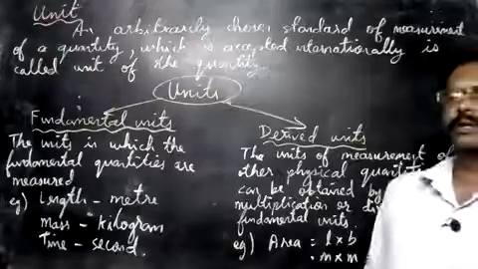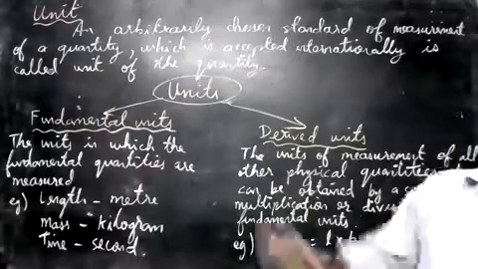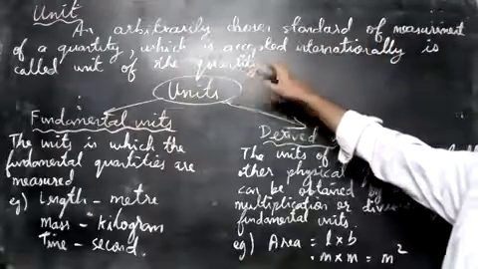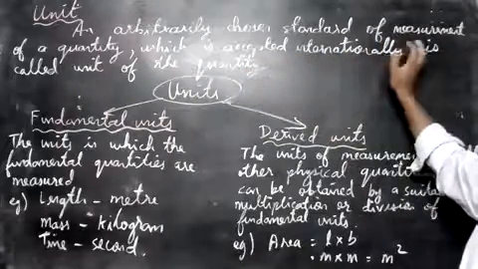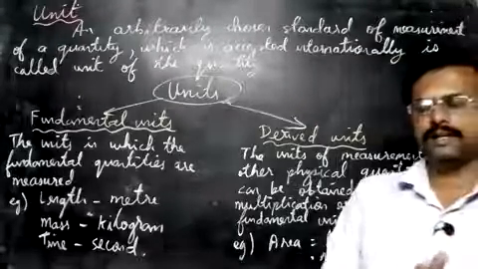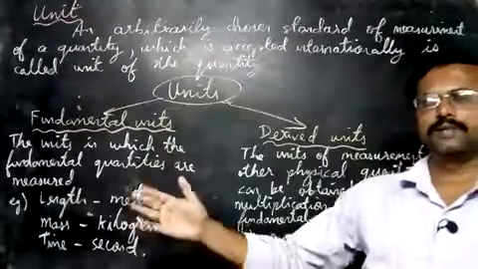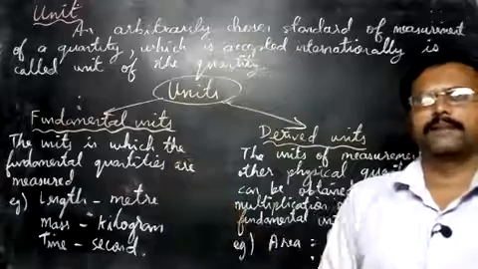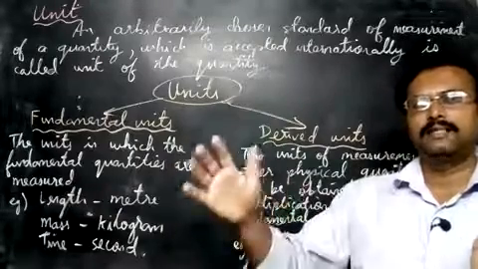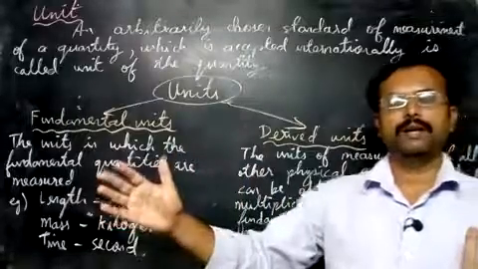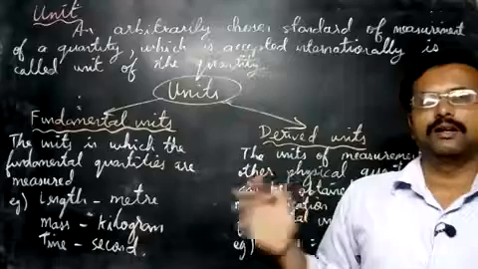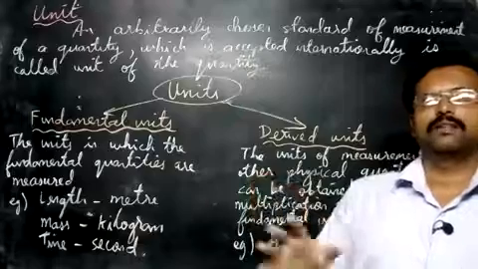Now let us study about units. So what is a unit? A unit is an arbitrarily chosen standard of measurement of a quantity which is accepted internationally, is called the unit of the quantity. For example, if we take a rope here, its length may be 10 meters. So 10 meters means we can say it's 10 times 1 meter. So 1 meter is constant everywhere in the world. So they accept it universally, all over the world. So that's a unit.